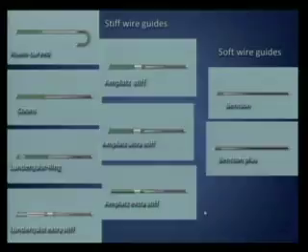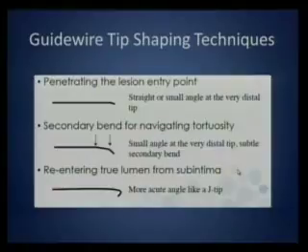These are some of the commonly used wires. You see a Rosen curved wire. This is a Coons wire. This is a stiff Lunderquist wire, extra stiff. You know about the Amplatz and Amplatz super stiff, and the soft wires, the Benson and the Benson Plus.